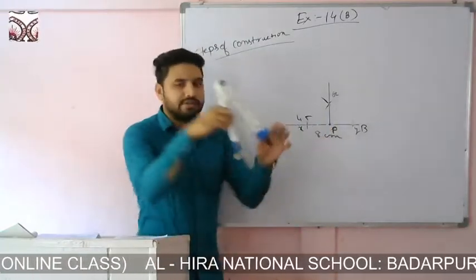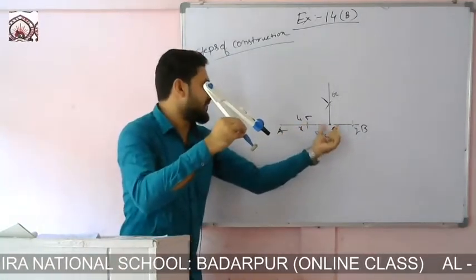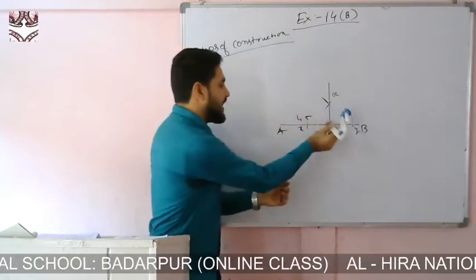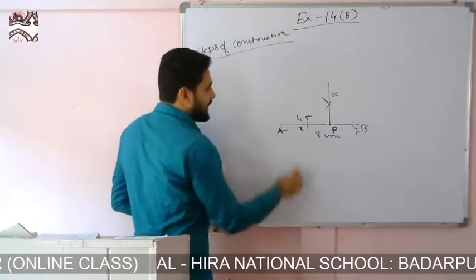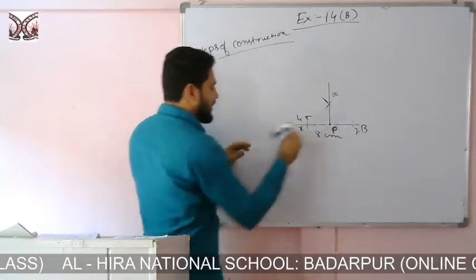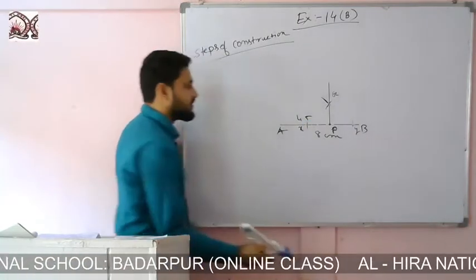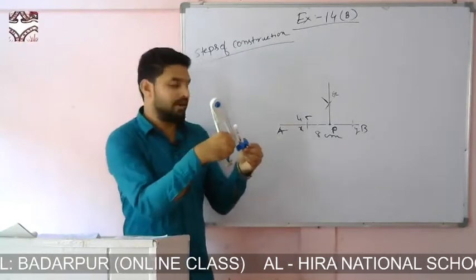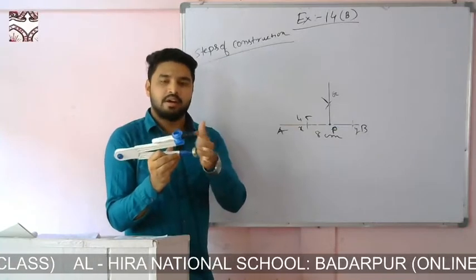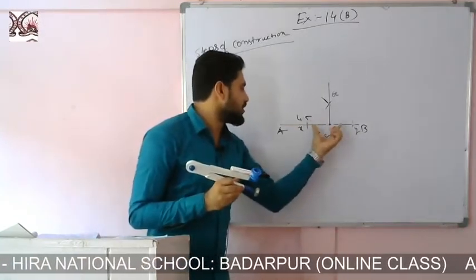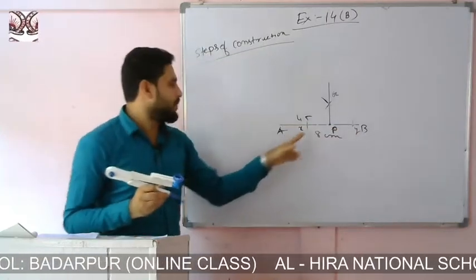After that you take a suitable radius and cut the line segment AB at X and Y. That means you take a suitable radius and cut first the left side, then the right side with the compass, without changing the radius, or without changing the distance between the needle and the pencil. After intersecting, you label the points X and Y.